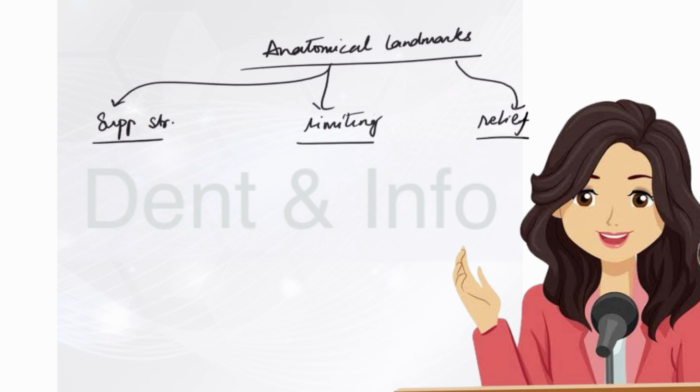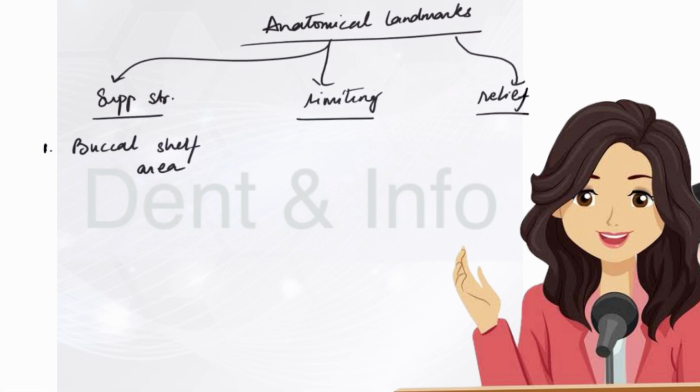So in the mandibular arch, the support is mainly provided by your buccal shelf area. Now, I'll not go into details of what support is, what relief is, what limit means, because that is something we have already covered with the maxilla. The same is applicable over here. The second supporting structure is your residual alveolar ridge. Right, so these are your main supporting structures.